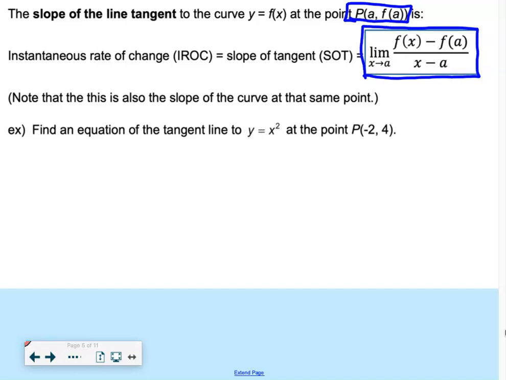All right, so we're going to use this formula to find the equation of the line tangent to y equals x squared at the point -2, 4. So when we need to write an equation of a line, what two things do we need? You need the slope and a point. We don't have to have a y-intercept. We can find a linear equation without the y-intercept. All you need is a point on the line and the slope of the line.